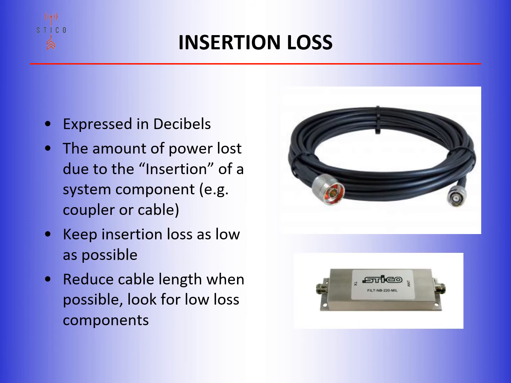For inline components such as cable, filters, or other items, one thing to examine is insertion loss. Expressed in decibels, insertion loss is the amount of power lost due to heat or unintended radiation. One thing of note is to keep the insertion loss of any item you add to the system as low as possible. Reduce cable length when possible, or look for low loss alternatives. Also, when evaluating two-port devices, such as filters, look for a lower insertion loss, both average and max, whenever possible.